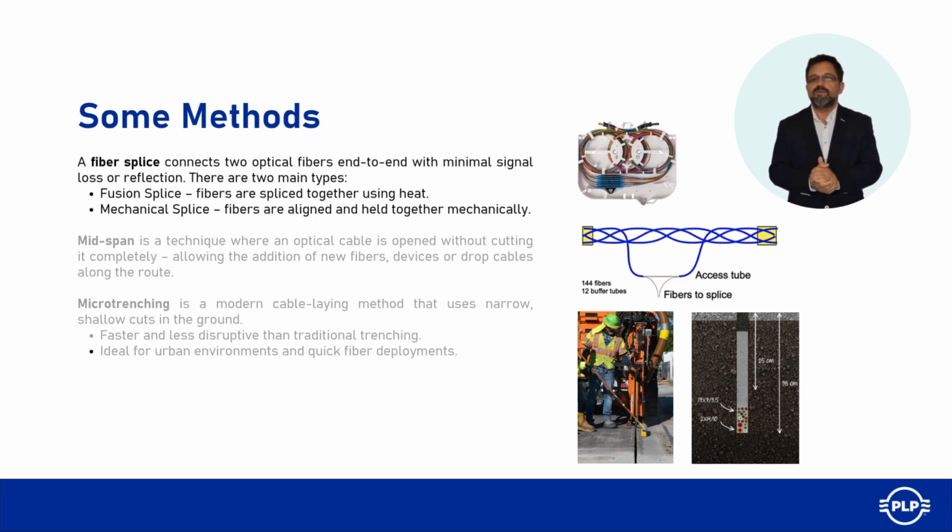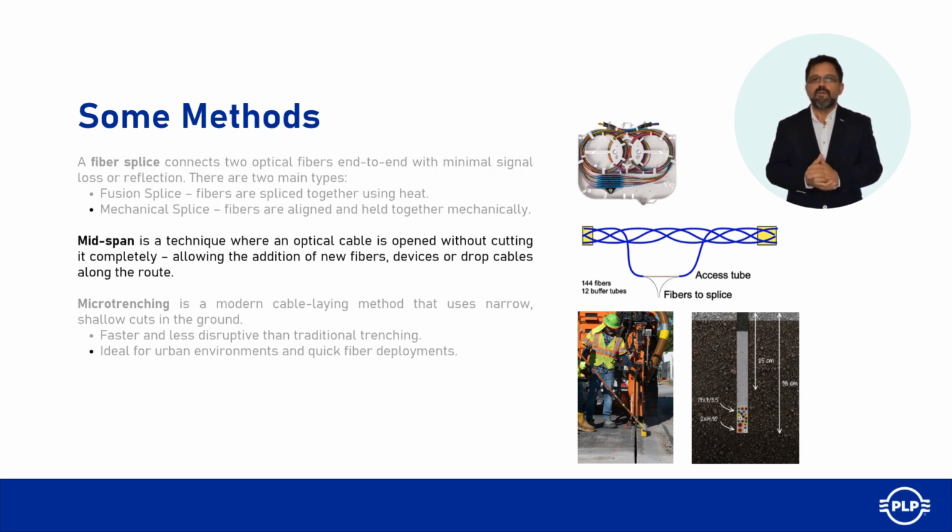There are two types of ribbon splicing: mass fusion splicing and mechanical ribbon splicing. Mass fusion splicing is the most common method, where all fibers in the ribbon are fused together using a fusion splicer, providing low loss and high reliability. Mechanical ribbon splicing is less common and uses a mechanical fixture to align and hold the fibers together, which is quicker but generally has higher loss compared to fusion splicing.